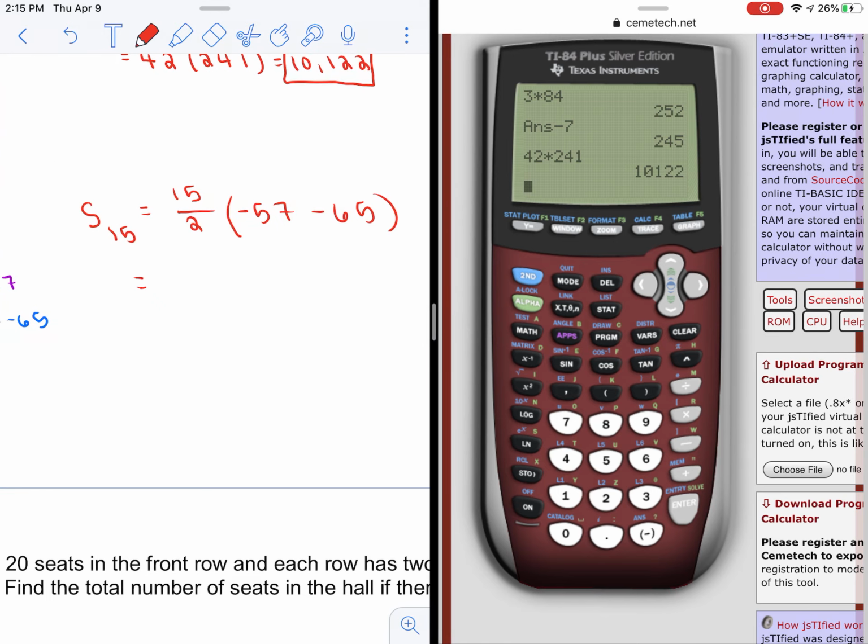And then for this one right here, we get 7.5. And then we're going to add these two numbers together. And I'm getting -122. And then I can multiply that by the 7.5 to get this answer of -915 as my sum.